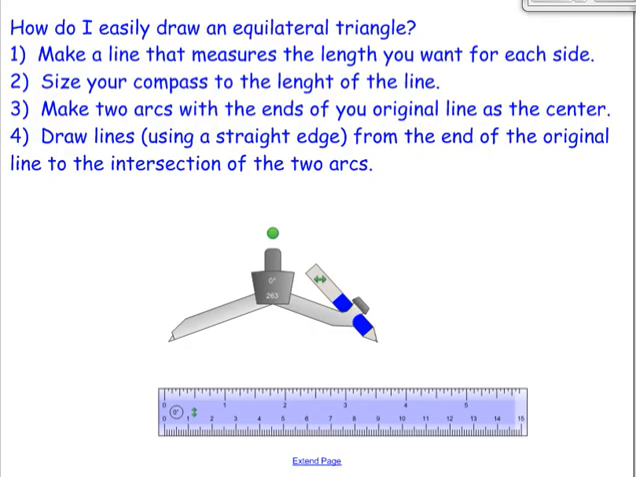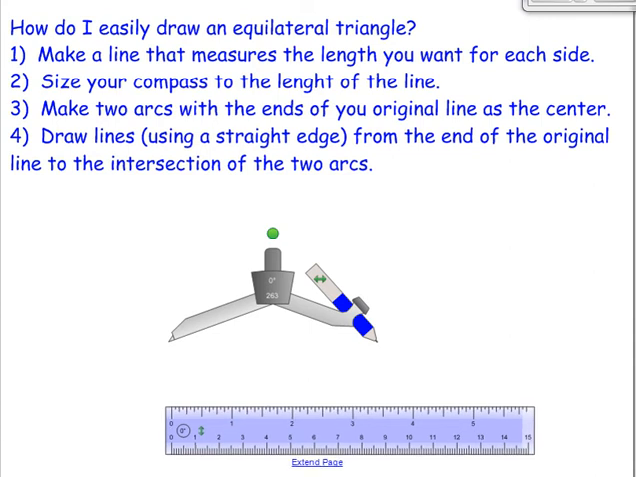Okay. So one more construct here. We're going to go ahead and construct an equilateral triangle. These are a little bit harder to draw correctly than an isosceles. I mean, normally if you're not using a compass, but with a compass, they're just about as easy. Let's just say we'll make it a 3 inch by 3 inch by 3 inch equilateral triangle.